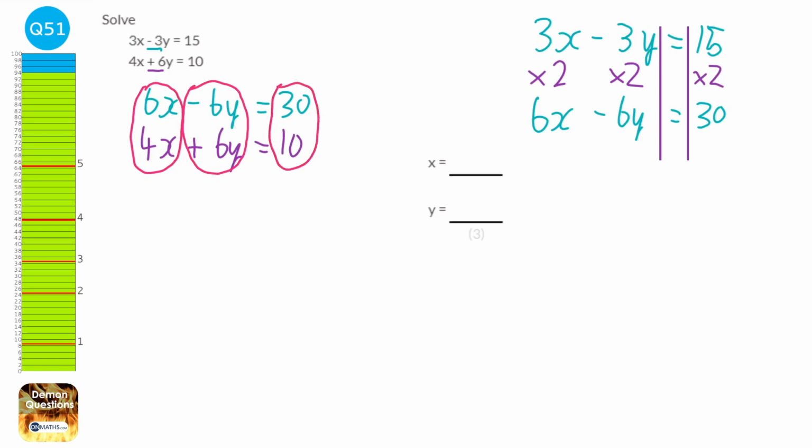And what we want to do is have a look at the signs for the y's, because we made the y's the same. And if they are the same sign, we're going to subtract. If they are different signs, we're going to add. Well, we've got a minus and a plus, so they are different signs. So we're going to add.